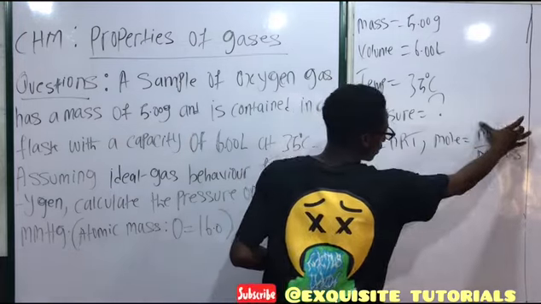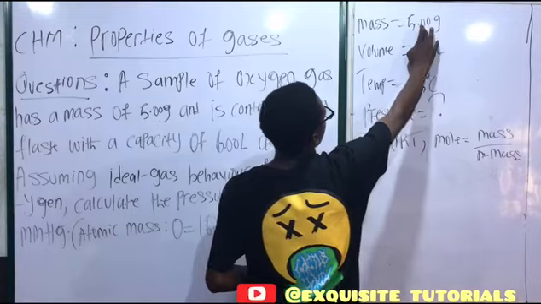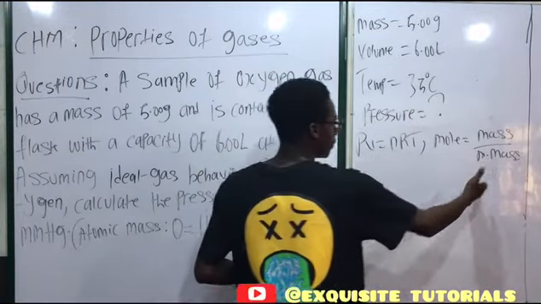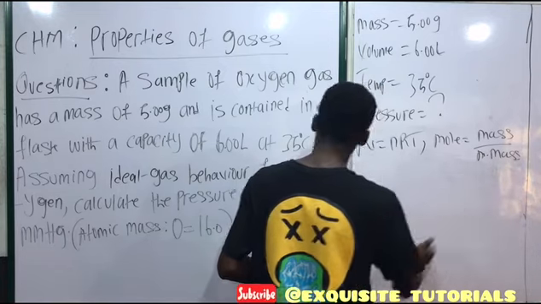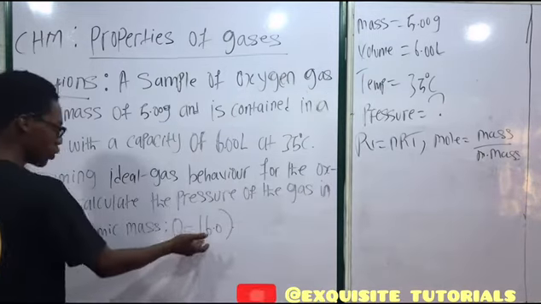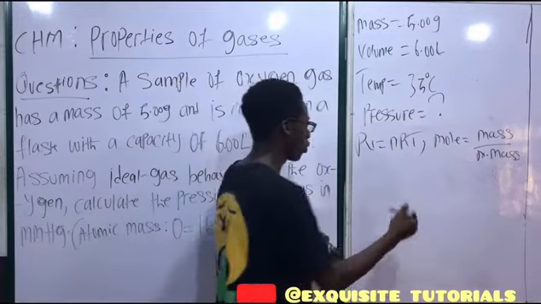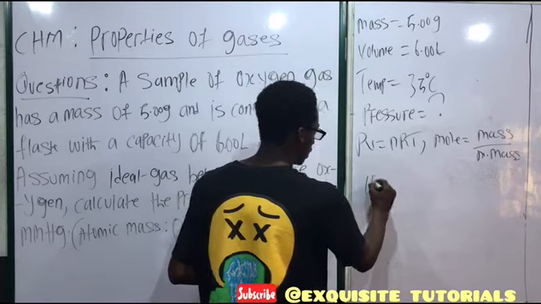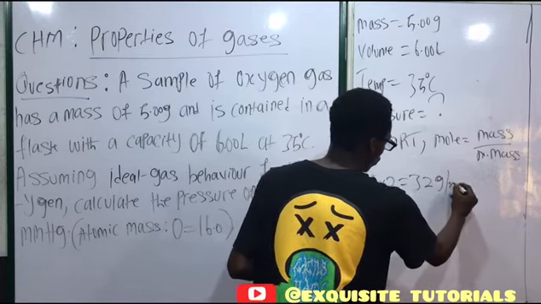How do we get this? This is the mass, so we have the mass here. They're talking about oxygen, so we are dealing with the molar mass of oxygen. We're given the atomic mass of oxygen, then they say the molar mass. Now 1 mole of oxygen gas is 16 times 2, which is 32 gram per mole.